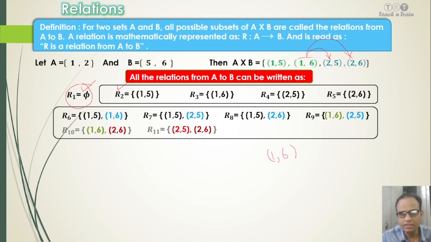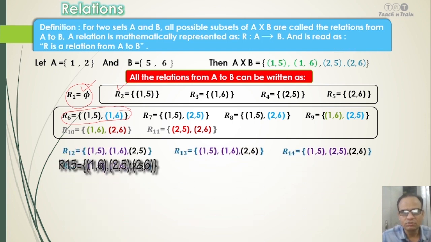I'm not writing here (1, 6) and (1, 5). The reason is that this set is equal to the (1, 5) and (1, 6) set, so I don't want to repeat it. Repetition of sets is not allowed because I just want to get the unique sets.